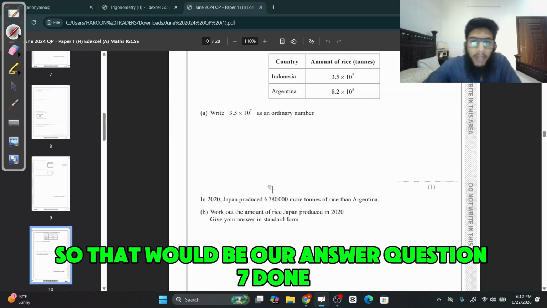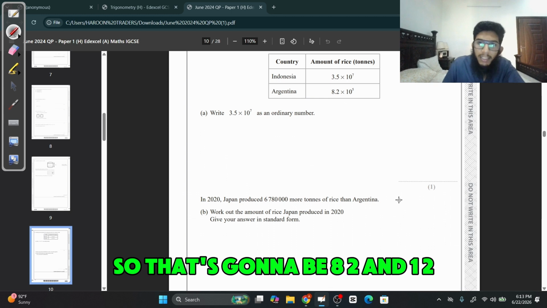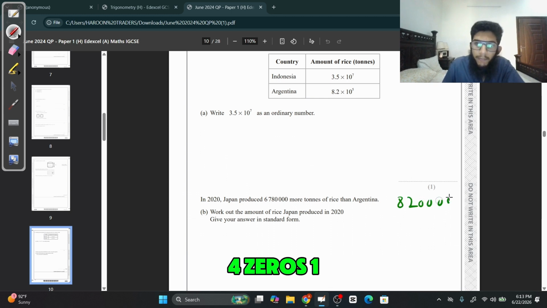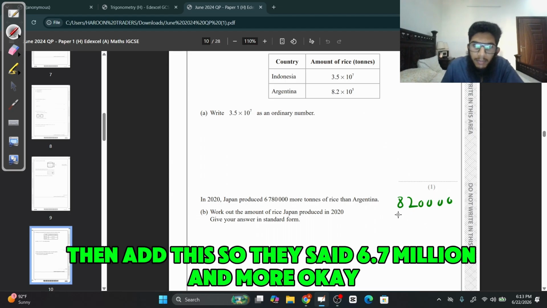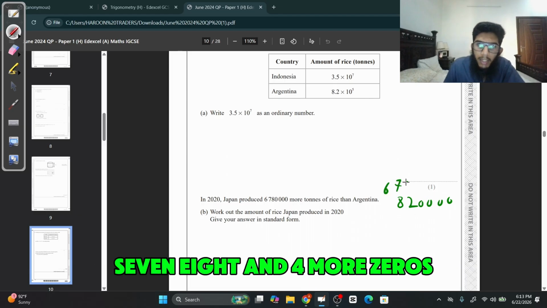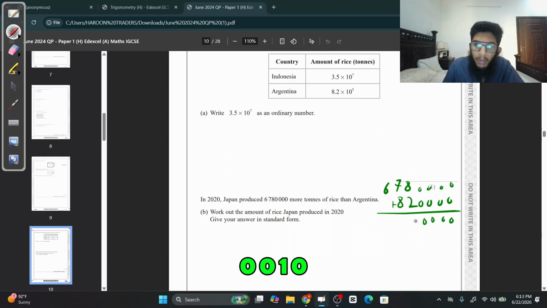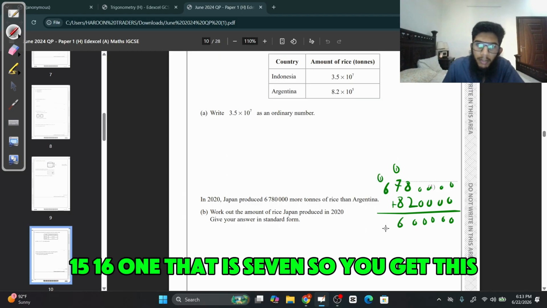Question 7 done. Okay, for this question, we can simply convert this into a normal number. So that's going to be 8, 2, and 1, 2, 3, 4, 5. So 1, 2, 3, 4 zeros. Then add this. They said 6.7 million and more. That means you have 6, 7, 8, and 4 more zeros. Add them together: 0, 0, 0, 0, 1, 0, 7, 8, 15, 16, that is 7.